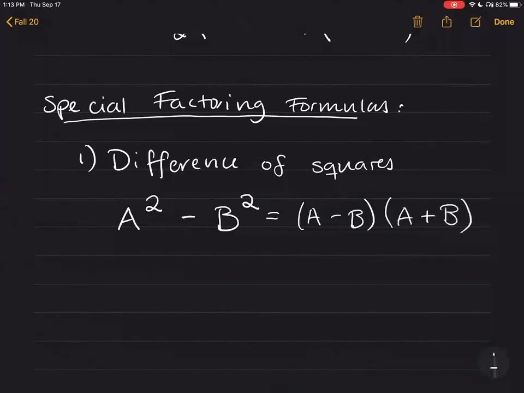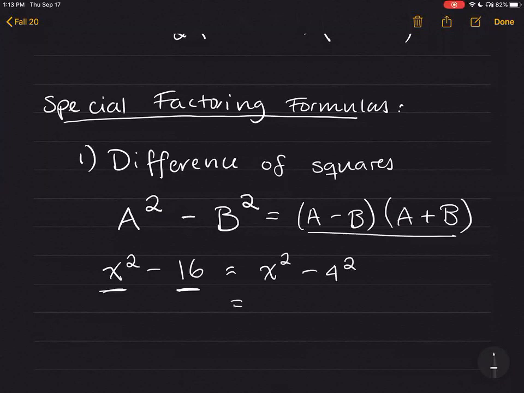An example of this would be if you had x squared minus 16. x squared is squared, and if you notice, 16 is 4 times 4. So we have x squared minus 4 squared. Then we know the formula for it, so this becomes x minus 4 times x plus 4.